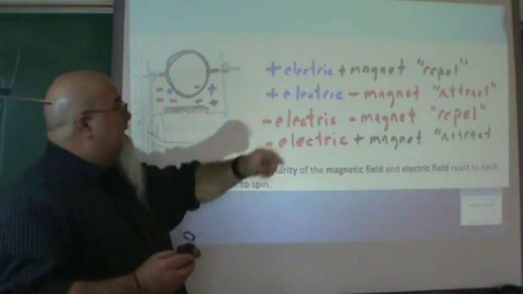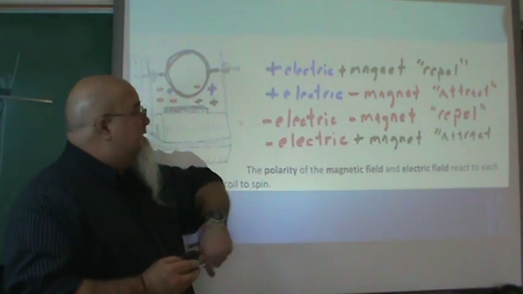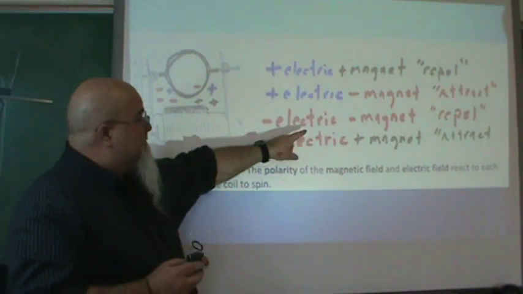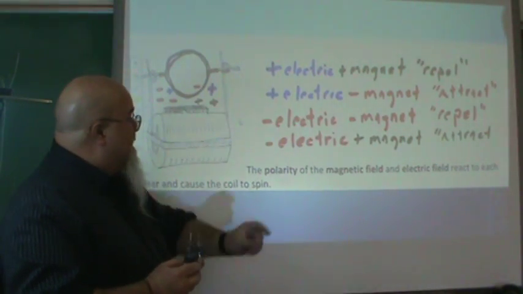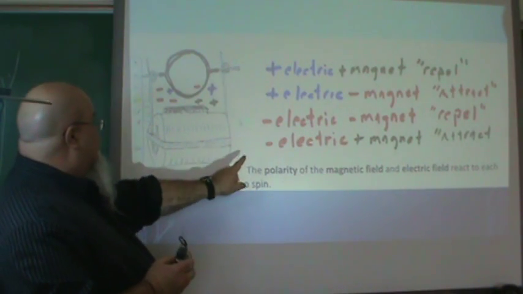As you can see, positive electric, positive magnet repels. Positive electric, negative magnet will attract. The negative electric, negative magnet will repel again. Negative electric, positive magnet will attract. That's what causes it to spin.